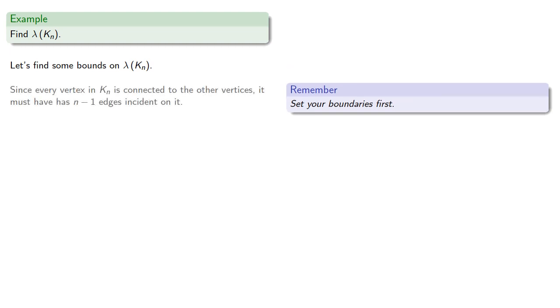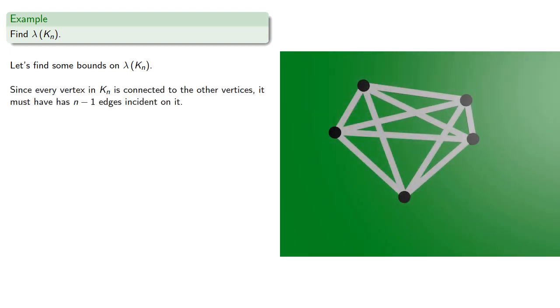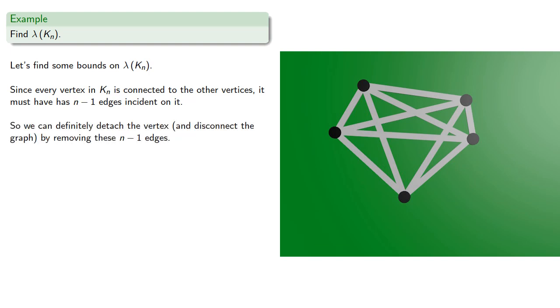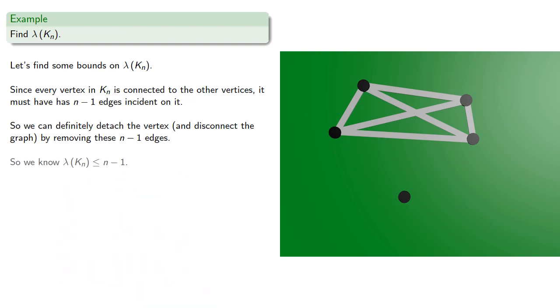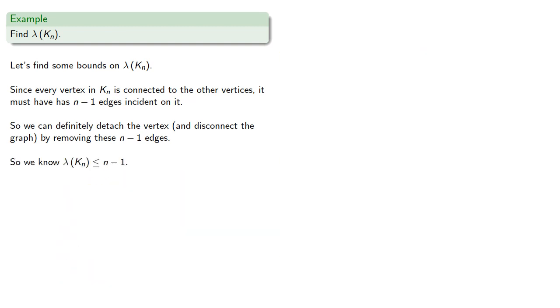Since each vertex in Kn is connected to the other vertices, it must have n-1 edges incident on it. So we can definitely detach the vertex and disconnect the graph by removing these n-1 edges. So lambda Kn is less than or equal to n-1.